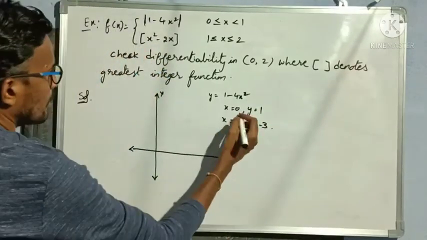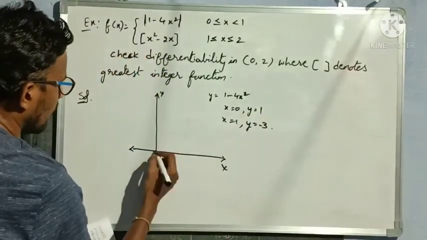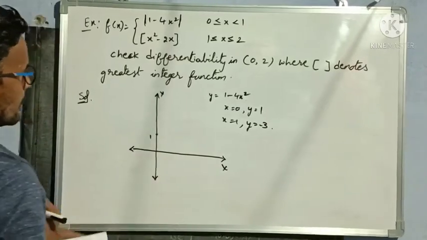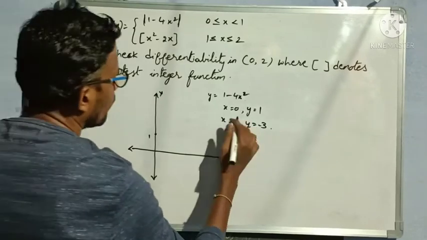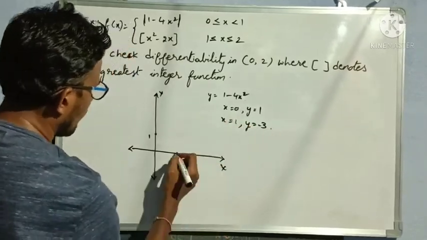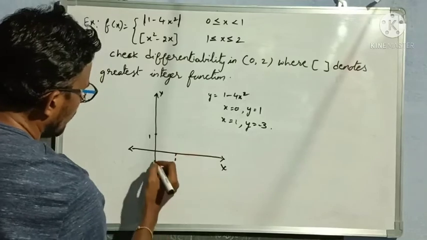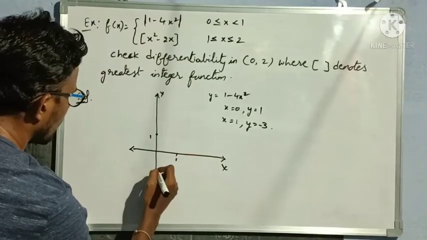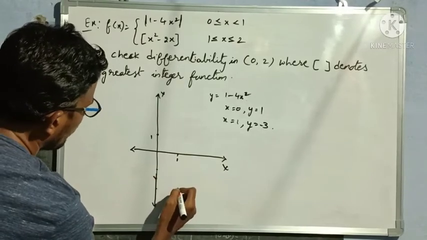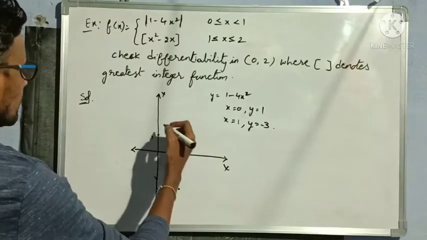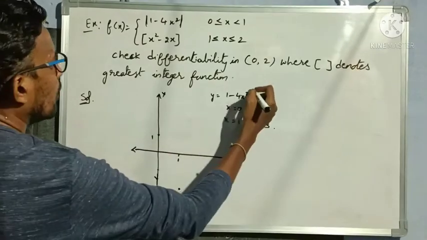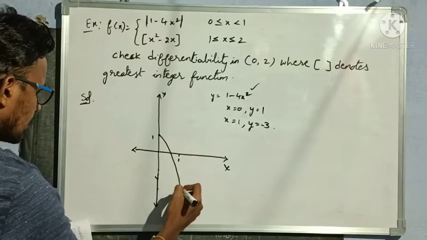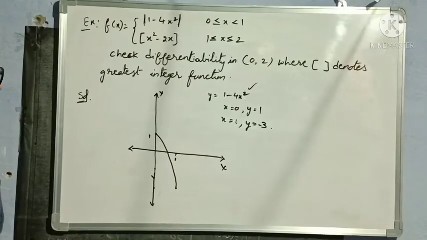So if x is 0, y value is 1. This is the point 1. Okay, and if x is equal to 1, y is equal to minus 3. For suppose this is x value, x is 1 and on the y-axis minus 3. Means for suppose this is minus 1, minus 2 and minus 3. Here this will be minus 3. And we know that this is a quadratic equation. So quadratic equation means we will get a parabola like this. Okay, this is a parabola.